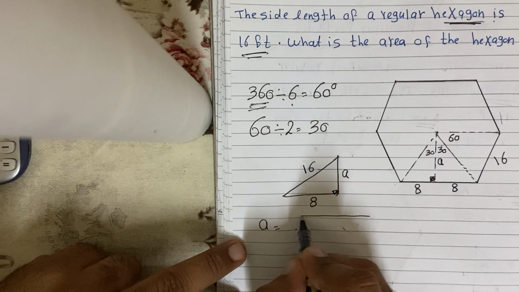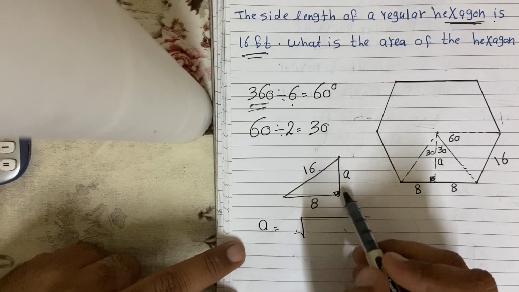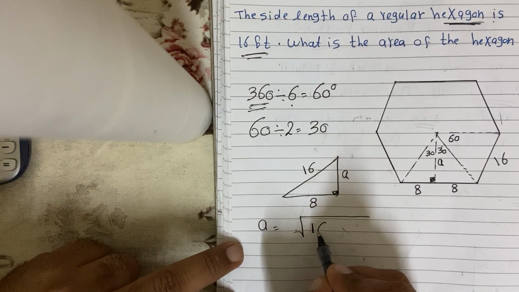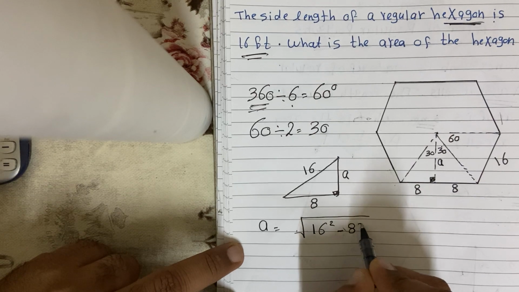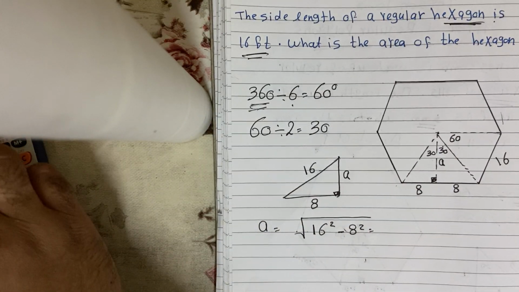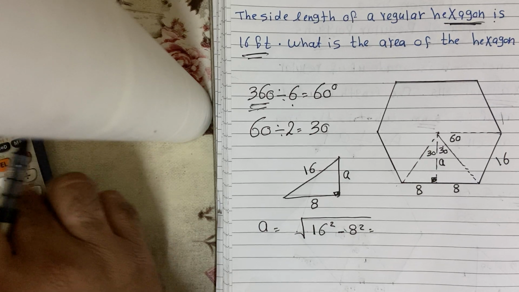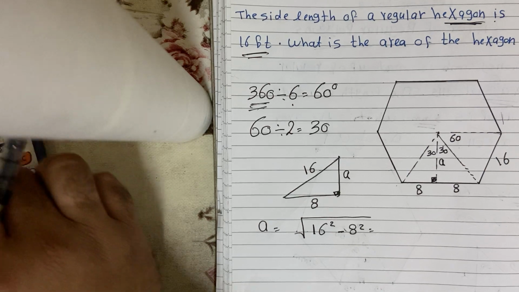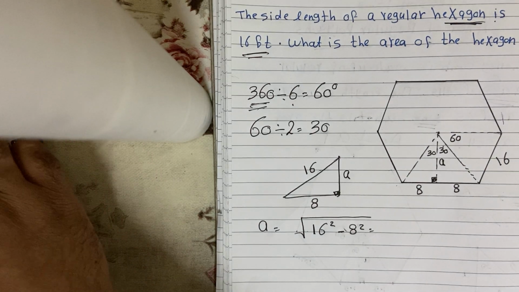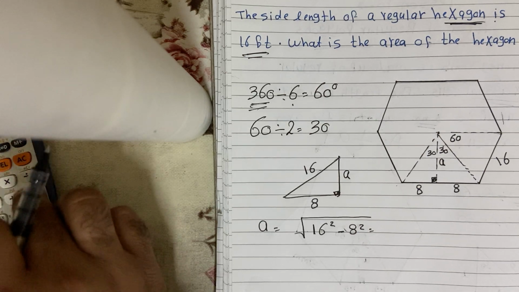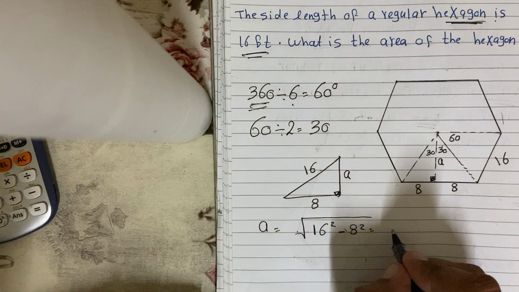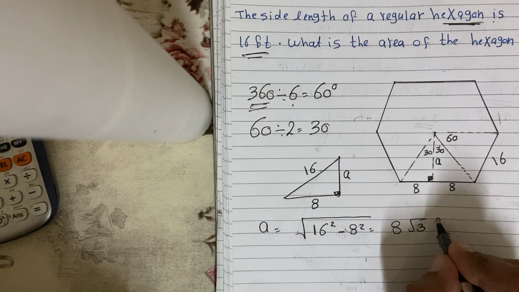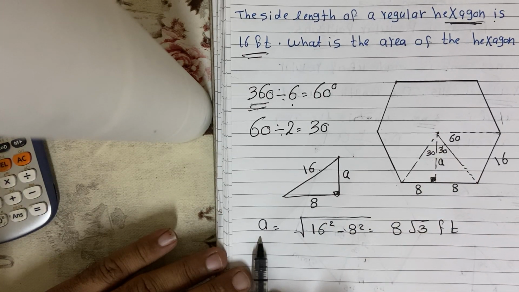A equals square root, because the apothem here is the smallest side, we are going to make 16 power 2 minus 8 power 2. Let's find it. Square root of 16 power 2 minus 8 power 2. The answer is 8 square root 3 feet. Now we have the apothem.